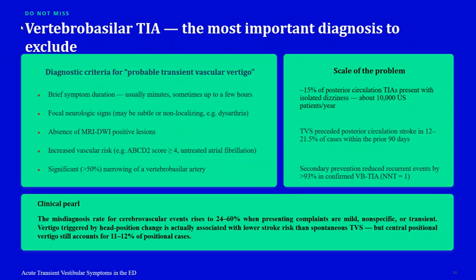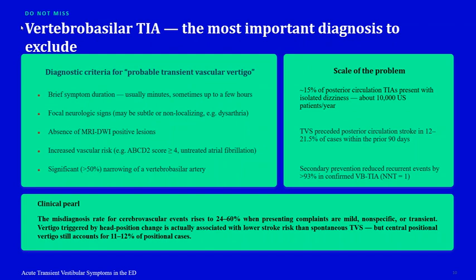So, vertebrobasilar TIA is the most important diagnosis to exclude. The diagnostic criteria for probable transient vascular vertigo: brief symptom duration, usually minutes, sometimes up to a few hours. Focal neurological signs may be subtle or non-localizing, like dysarthria. MRI diffusion weighted imaging positive lesions may be absent. Increased vascular risk factors, that is an ABCD2 score of 4 or more, the presence of untreated atrial fibrillation, and significant narrowing of more than 50% of the vertebrobasilar artery.